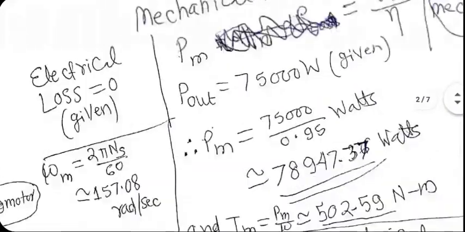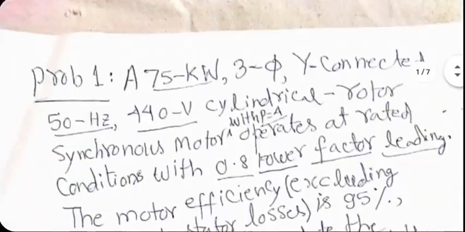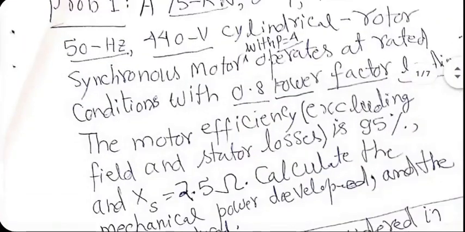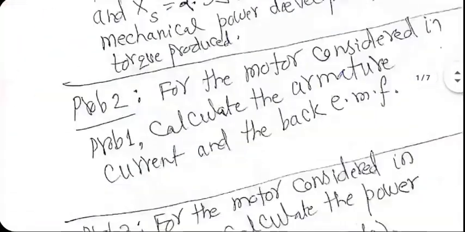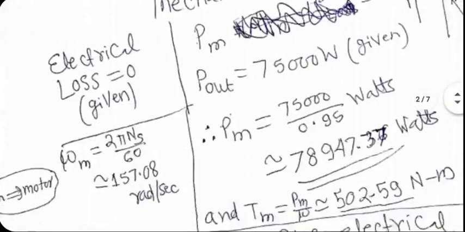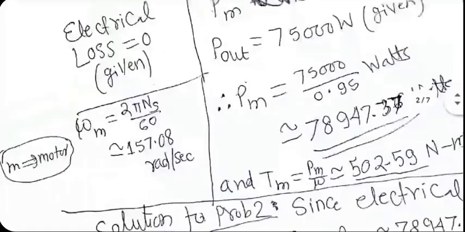And by the way, it's a star-connected motor. So line current and phase current will be the same. Let me check. Yeah, it's a Y-connected motor. Yes. So IA will be same as IL.